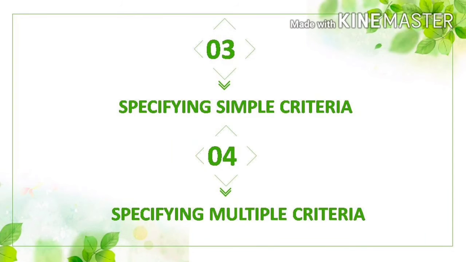Next topic is specifying simple criteria or multiple criteria. Simple criteria means if you want to apply one condition only, it means specifying simple criteria, and if you want to apply more than one condition at a time, it means specifying multiple criteria. Let's see how can we use these tools in MS Access.